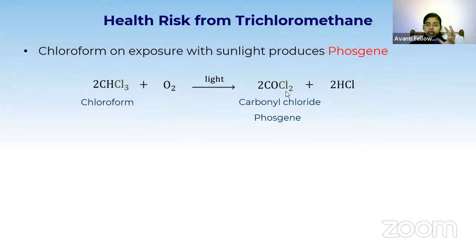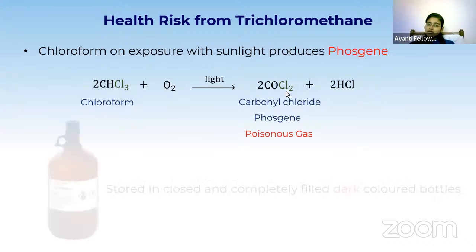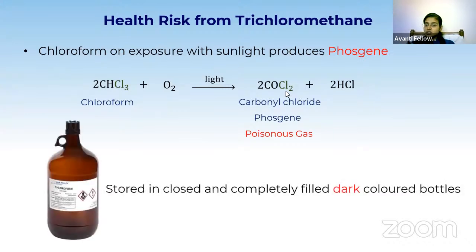Okay. If you keep this chloroform in the presence of light, it will absorb the atmospheric oxygen and also the light, and it will produce phosgene gas, which is a poisonous gas. So that's why, to keep this away from the light, they will store this chloroform in a dark colored bottle, a closed dark colored bottle.